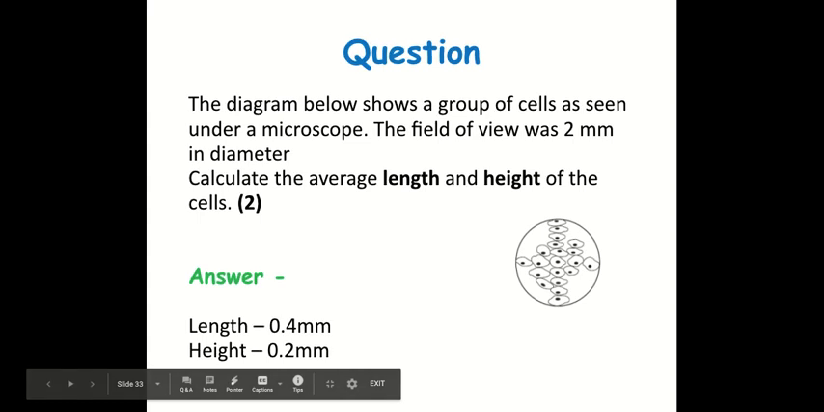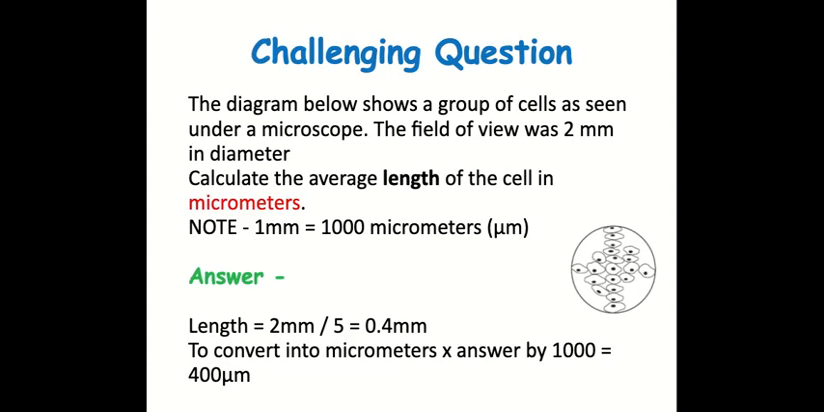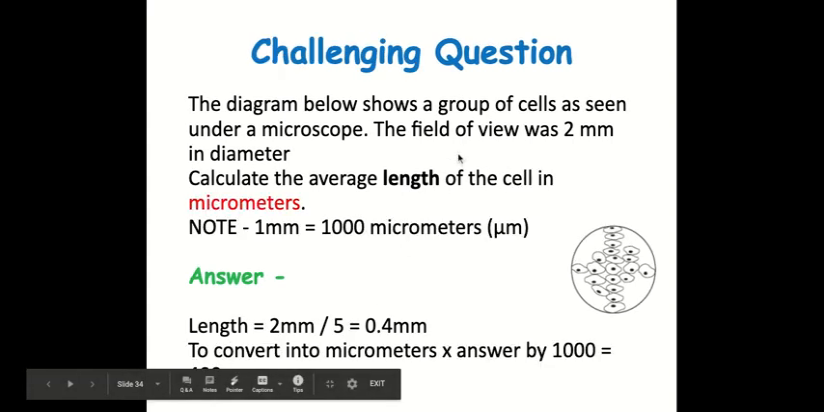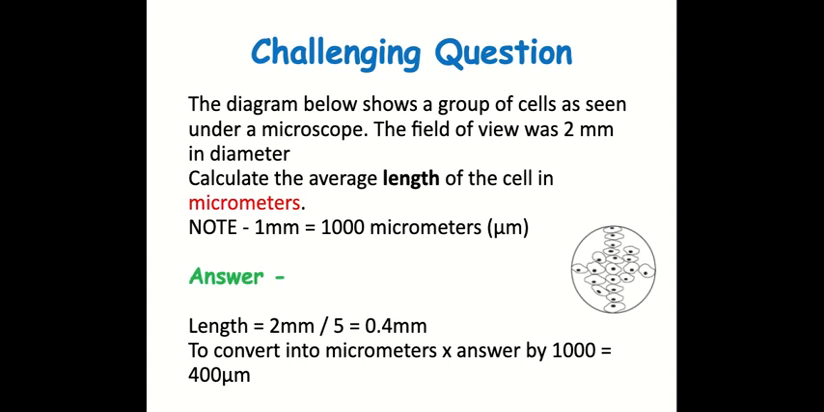Now that's the most basic type of calculation, is them asking the length or height of a cell, and you don't have to do any conversion. However, they can make this slightly more challenging. This is the same type of question. I'm just focusing on length now, but you can see I've added a little bit to the question. This time, field of view is still 2 millimeters, but calculate the average length of the cell in micrometers.